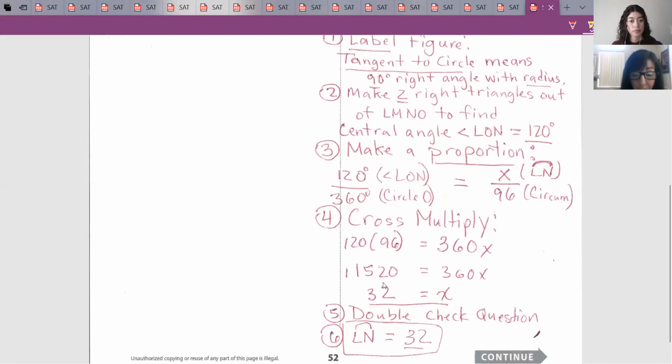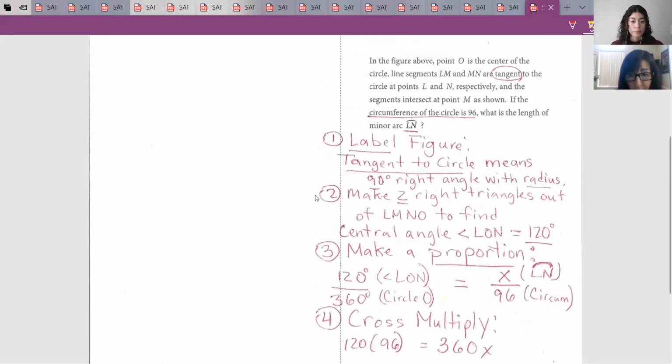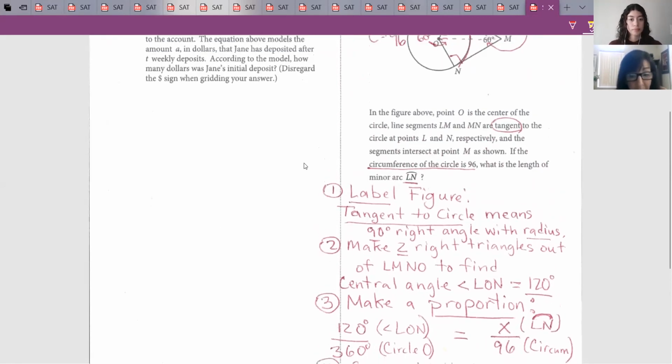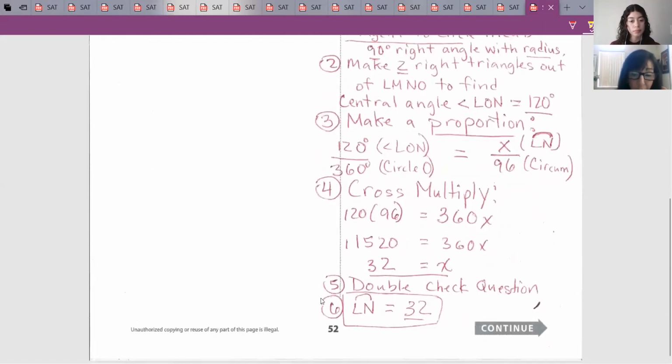When you divide both sides, you get 30 by 360, you get 32 for x. Double check that that's what they're asking for. Always, always, always. What is the length of minor arc LN? Yes, it is. So our answer, which we would write by free response again, is 32.